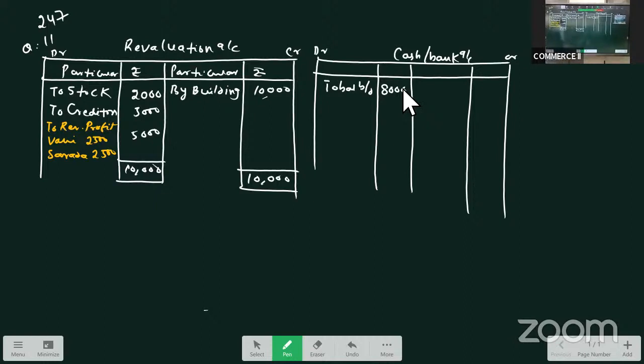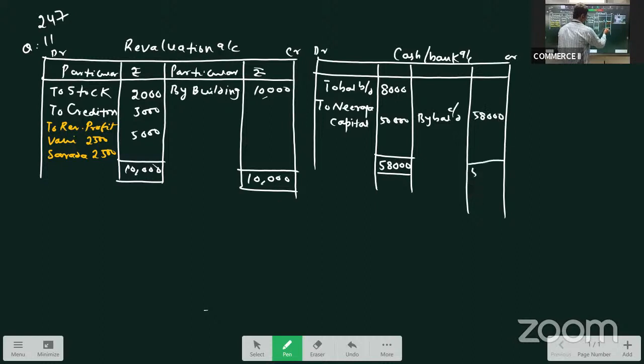Then Neeraja, the new partner, introduced capital of 50,000 to Neeraja's capital. Did she introduce goodwill in cash? No, she did not. So we had only an inflow of 50,000. Now the cash balance is 58,000. So when we are preparing the balance sheet, we will take 58,000 as our cash balance. So to balance brought down 58,000.